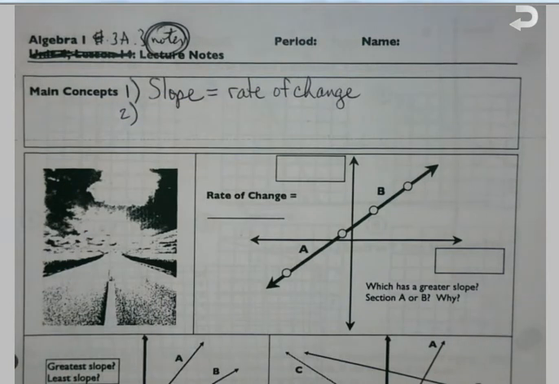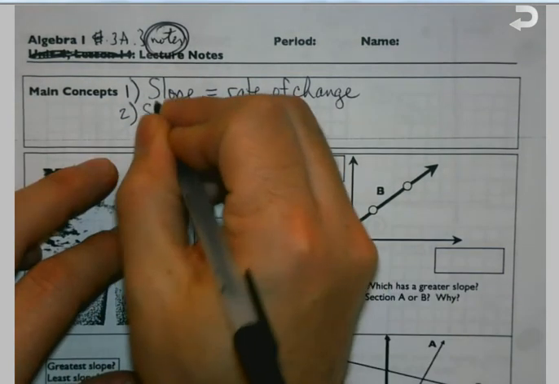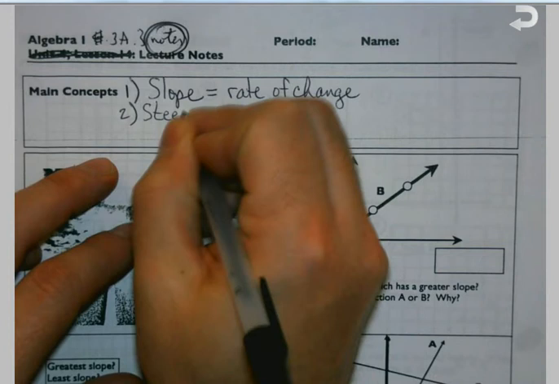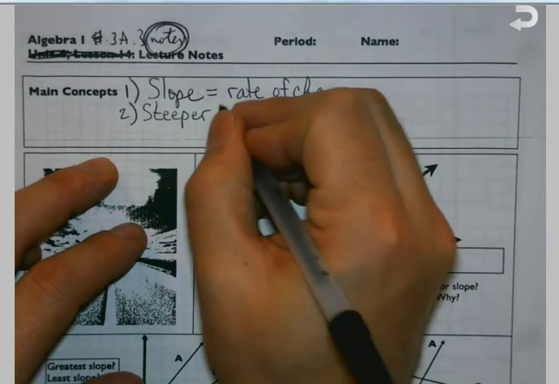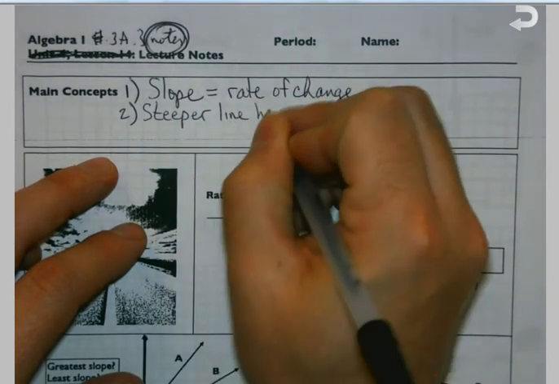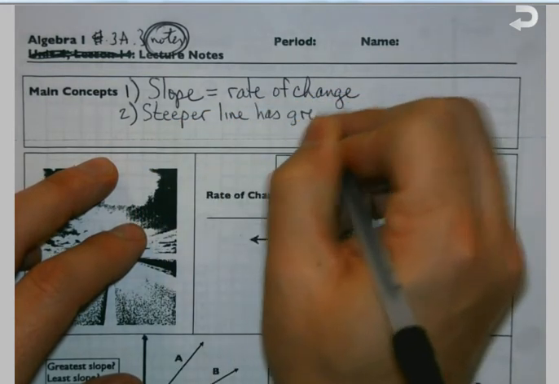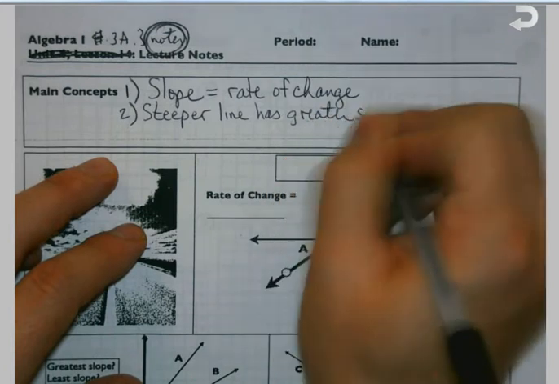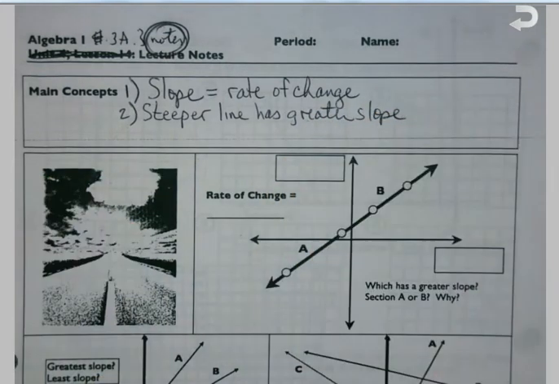But a couple of things we didn't talk about yesterday that we're going to add in, and we're also going to review some of the things we were doing then too, is that the steeper a line is, it has greater slope. Now that doesn't mean that a positive number has a greater slope than a negative number. It doesn't mean that at all.